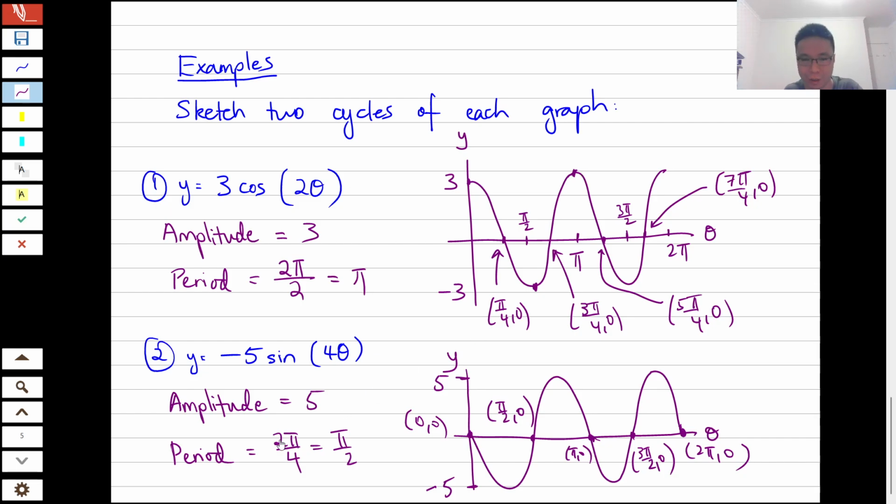And I've just noticed another error. The period is pi on 2, so I need the graph to end at pi rather than 2 pi, so apologies for that. It is late, but good thing I've picked it up. So the graph ends at pi, the second cycle ends at pi, so the first cycle ends at pi on 2, which means this point here is pi on 4, and this point here is 3 pi on 4. Okay, that's better.